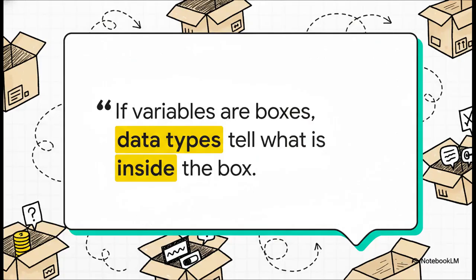So, let's just end with this. The next time you create a variable in Python, don't just think of it as a way to store a value. I want you to think about the label you're putting on that box, because knowing the data type isn't just some boring rule. It's the key to making your code smart, efficient, and, most importantly, error-free. So, what are you going to put in your boxes next?